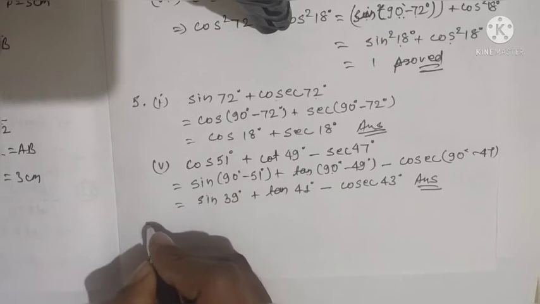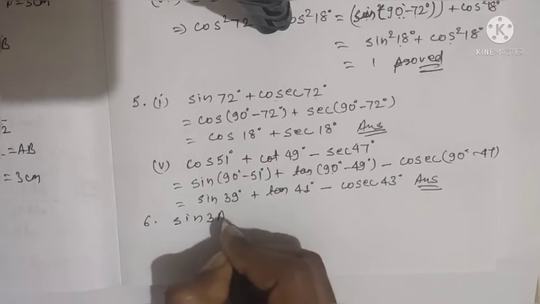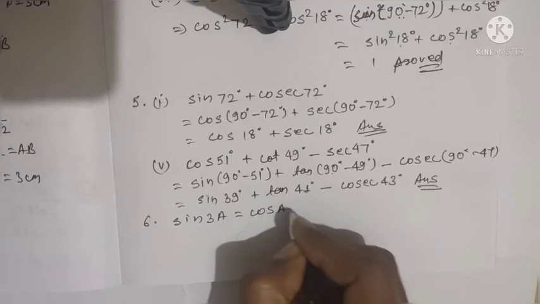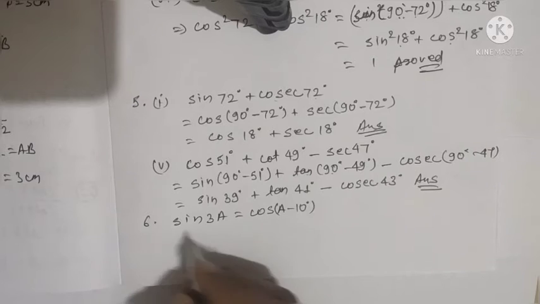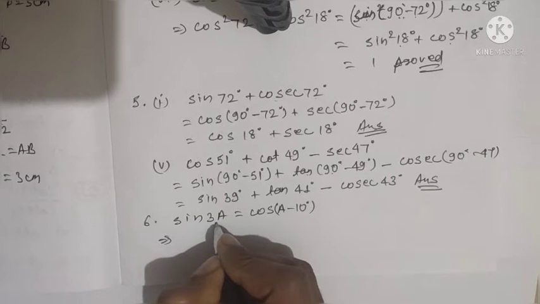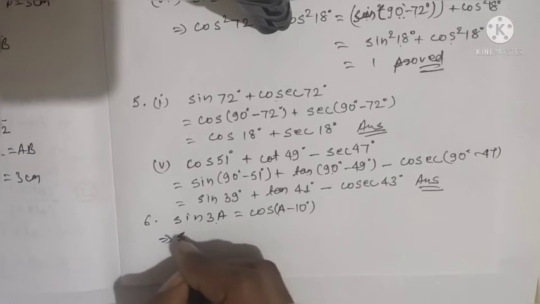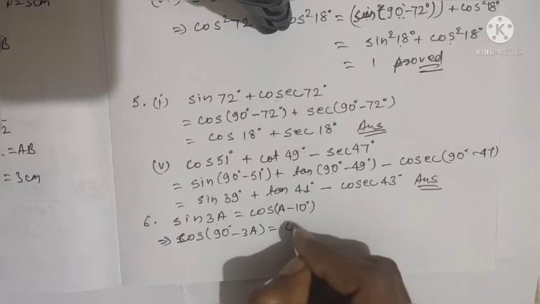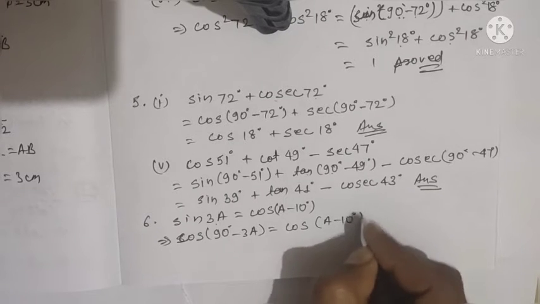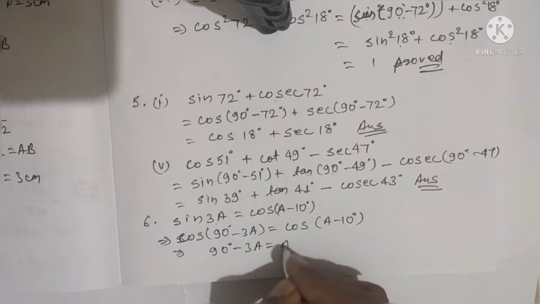Now question number 6. It is given that sin 3a is equal to cos a minus 10 degree, and here 3a is an acute angle, so we have to find the angle A. As we know that sin theta is equal to cos 90 minus theta, then it will be cos 90 degree minus 3a equal to cos a minus 10 degree. That implies 90 degree minus 3a will be equal to a minus 10 degree.